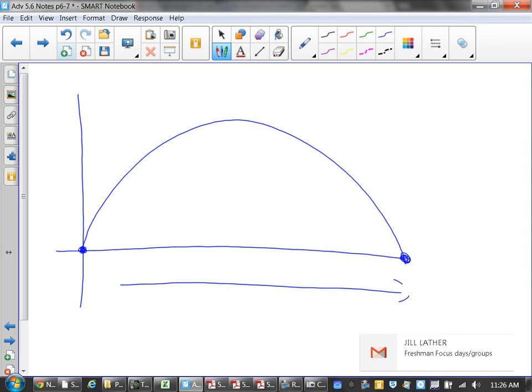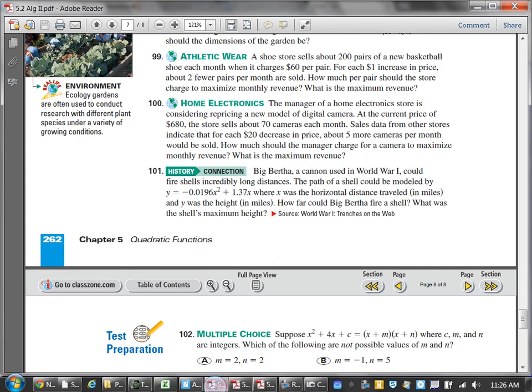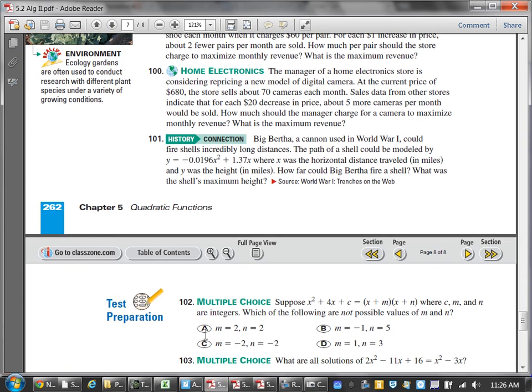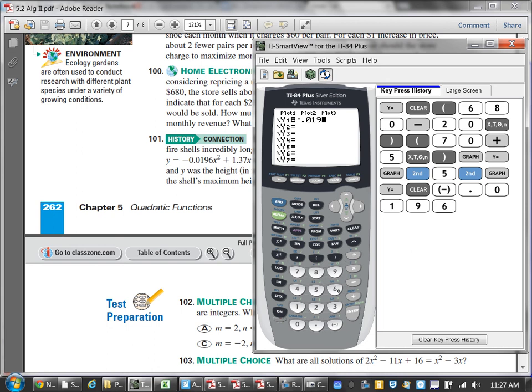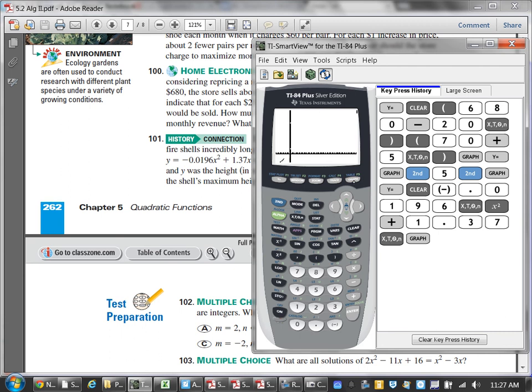Well, when I go to my calculator in this case, I'm going to put in the model that they gave us, 101. If I put my model in, negative 0.0196 x squared plus 1.37 x, and I graph it, I have nothing. That's fine.